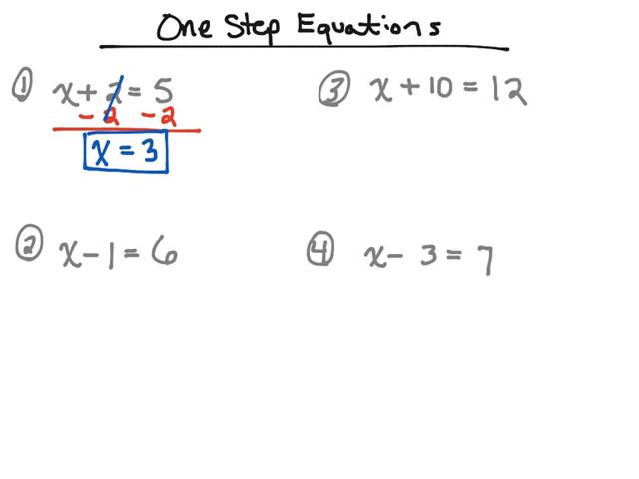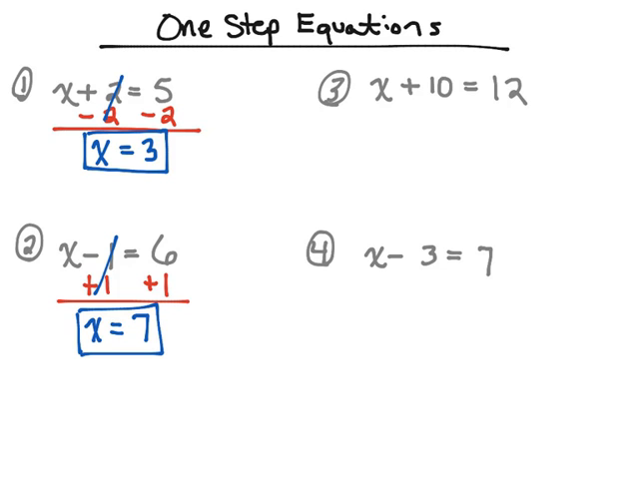Let's try number 2 the same way. The opposite of subtracting 1 would be to add 1. Now remember, we're going to add 1 to both sides of the equation. And by doing that, this cancels, leaving us with x on the left side. 6 plus 1 equals 7. Therefore x is equal to 7. Again, if I check my work here, if I replace that x with a 7, notice how 7 minus 1 would equal 6. That results in a true statement.